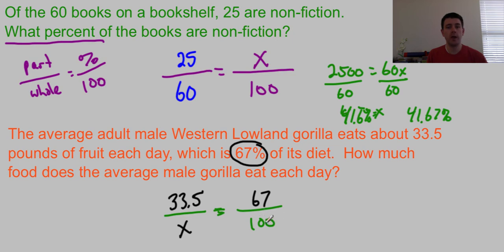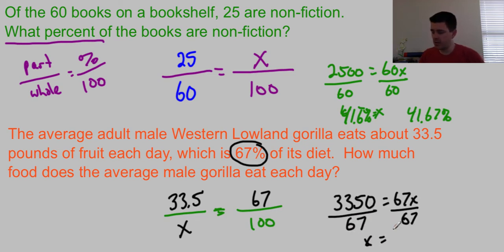So we do our math. Cross multiply, 33.5 times 100 is 3,350, which is equal to 67x. Divide both sides by 67 to get x by itself. In this case, 3,350 divided by 67 is 50, in this case, pounds, since we're dealing specifically with pounds. In these word problems, be specific with your units. That means in total, the gorilla eats 50 pounds each day. 33.5 was just part of its overall diet.